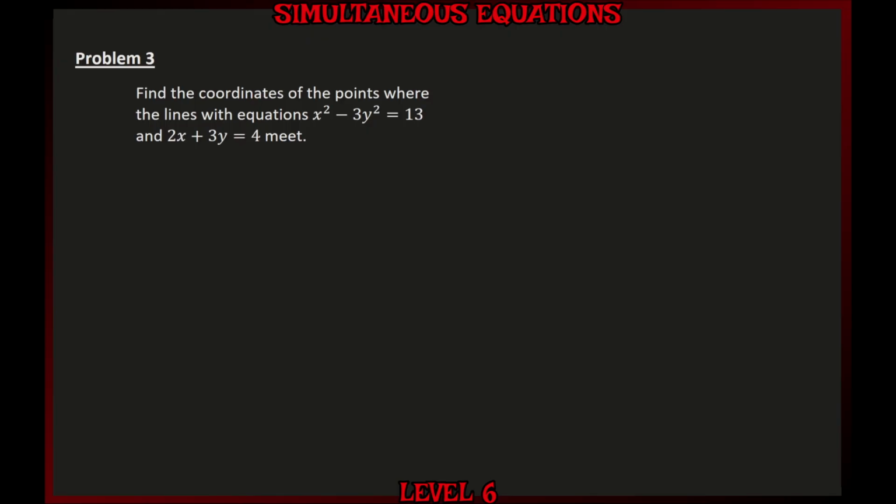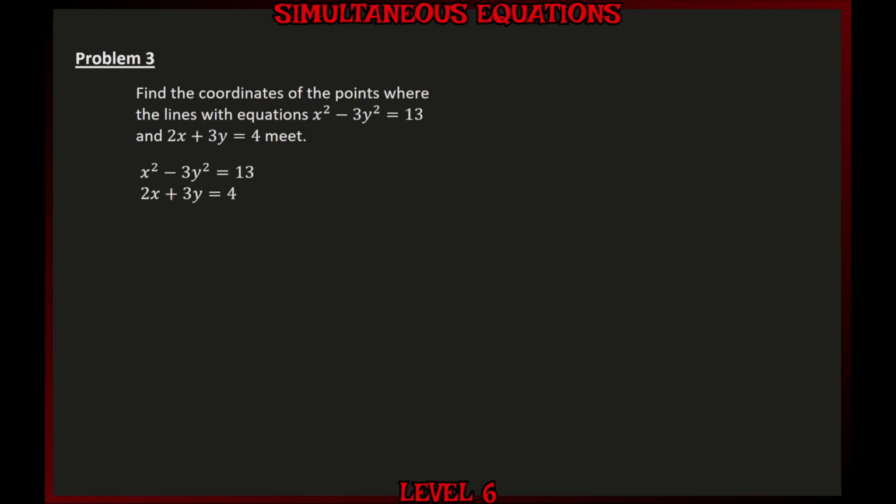In problem 3, we're asked to find the coordinates of the points where the lines with equations x squared minus 3y squared equals 13 and 2x plus 3y equals 4 meet. Now, when we're asked to find the coordinates of where two lines meet, what we always need to do is solve their equations simultaneously and write our solutions as coordinates.